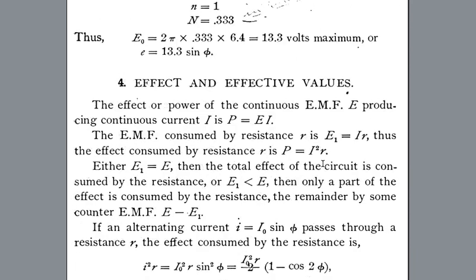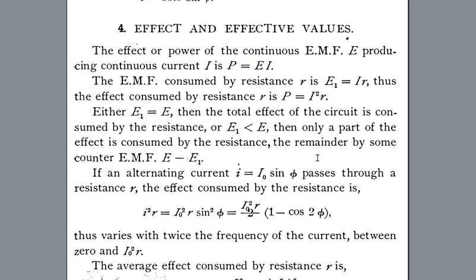Section 4. Effect and effective values. The effect or power of the continuous electromotive force E producing continuous current I is P equals EI. The electromotive force consumed by resistance R is E1 equals IR. Thus the effect consumed by resistance R is P equals I squared R. Either E1 equals E, then the total effect of the circuit is consumed by the resistance, or E1 less than E, then only a part of the effect is consumed by the resistance, the remainder by some counter-electromotive force E minus E1.